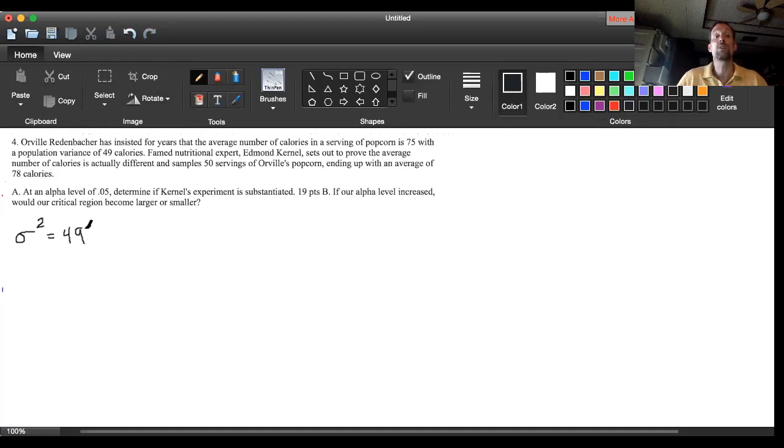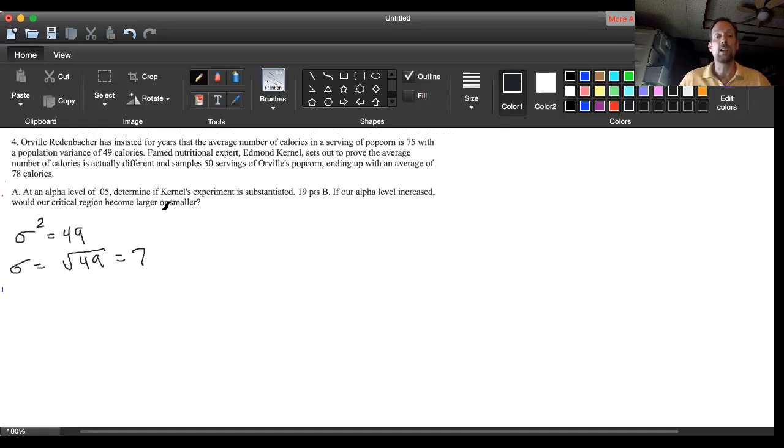Remember, our formula is going to need the standard deviation. So a really important step is we have to take the square root of this. I'm going to put in here sigma equals the square root of 49, which is going to be 7. It also lets us know, because we have a population variance, that we're going to end up using the z-test again.